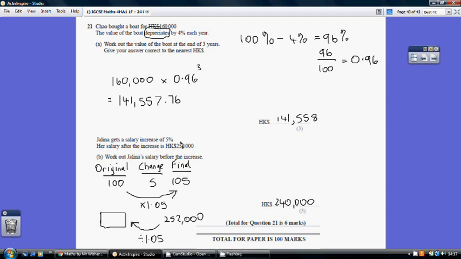Now part B, we get a salary increase of 5%. This is the salary after the increase. What was the salary before the increase? So again, think about it. Set up your 3 columns to gather your thoughts. Make the original value 100, because we're focusing on percentages here.